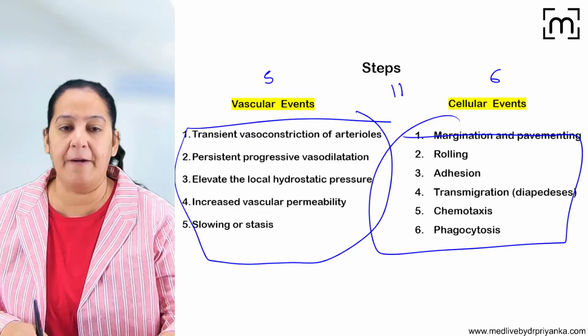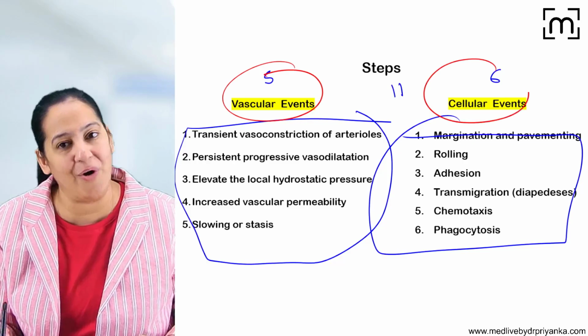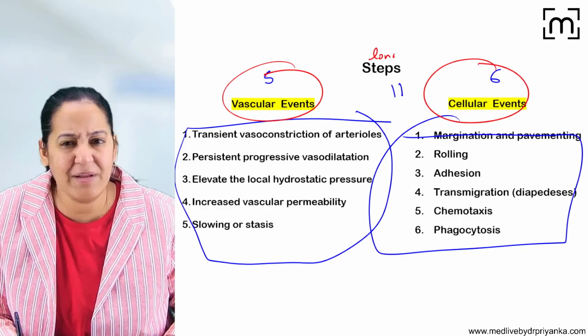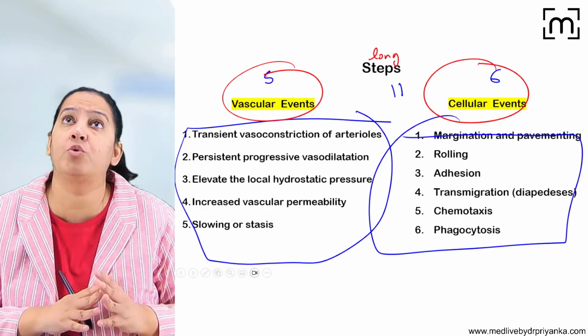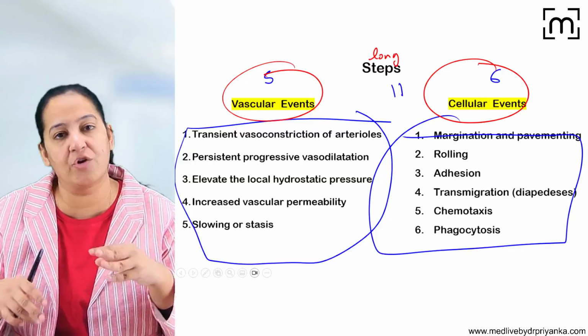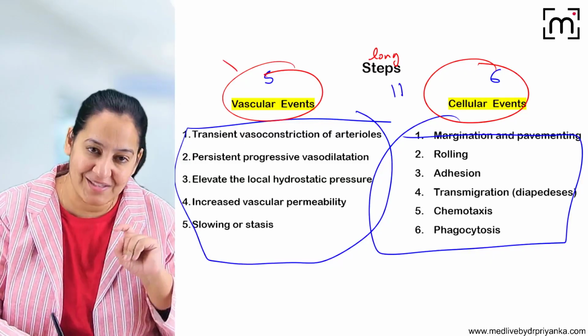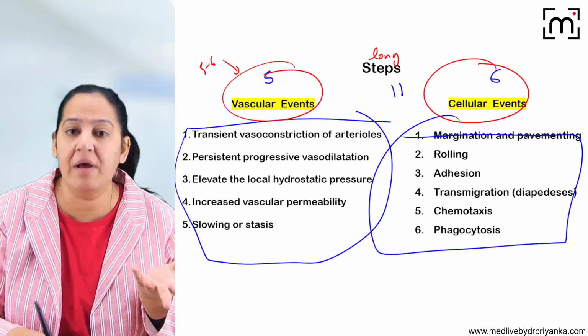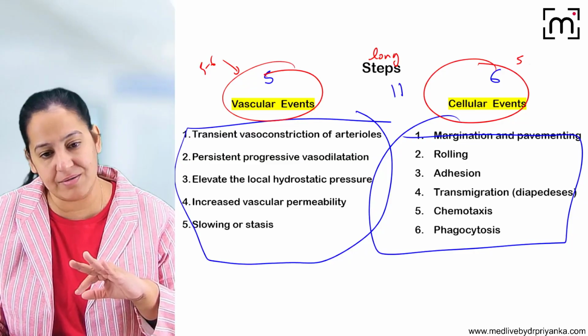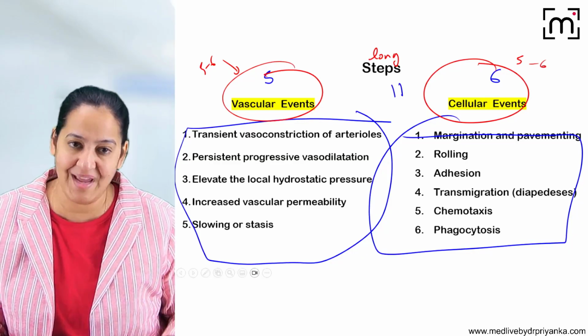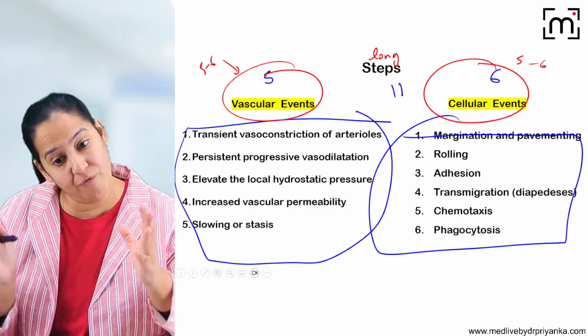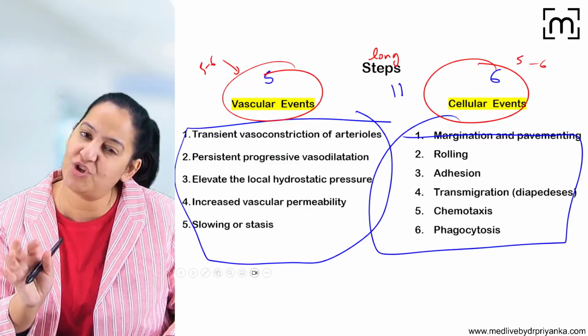Now in your university exam, you get a long question either on vascular or on cellular. Examiner usually doesn't ask you both because it will be too long a question. In the entire 3 hours, you will be able to write only that. So either vascular events are asked, which is 5 to 6 pages long, or cellular events are asked, again 5 to 6 pages long. Usually. But sometimes you can get an overall question on the steps of acute inflammation. You have to write all in short.